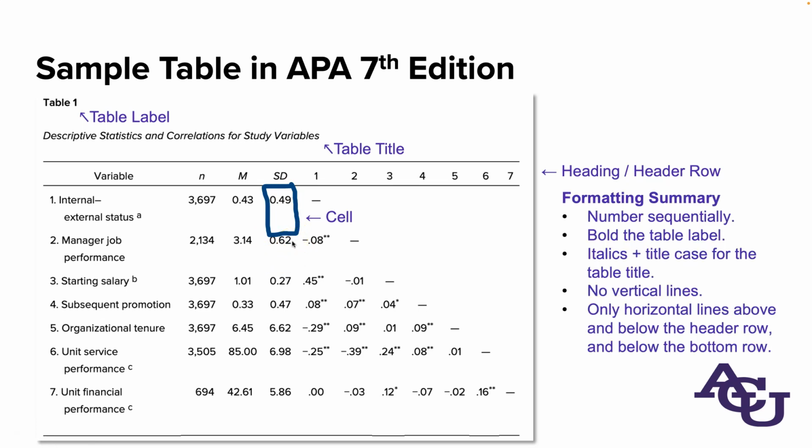And if we were to just briefly enumerate the rules, we're going to be numbering each table and the table label sequentially. That table label will be bolded. Following line, we're going to be using title case and italics for the table title. Again, that's that descriptive statistics text. There are going to be no vertical lines in our table, and you only see horizontal lines above and below the header row. So that's this line here, that line there, and at the very bottom of the table. And that's it.